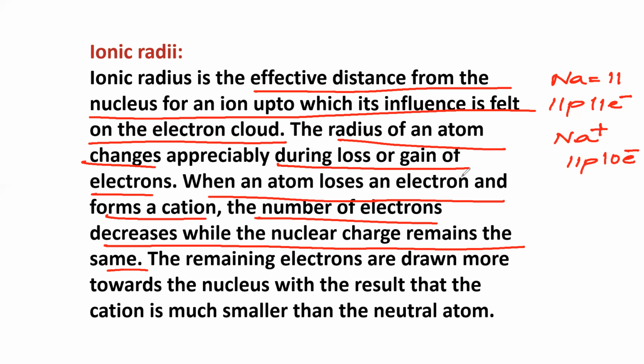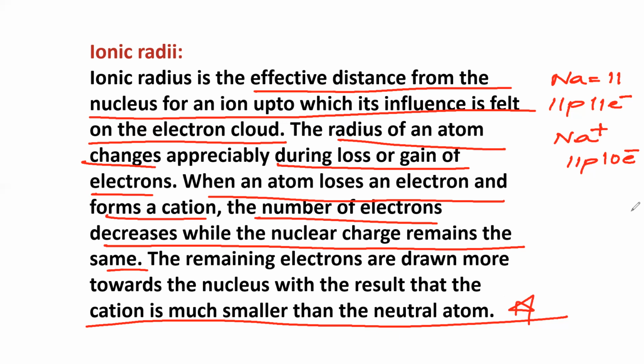That is the important point here. The remaining electrons are drawn more towards the nucleus, with the result that the cation is much smaller than the neutral atom. The last sentence is very important: always the cation is much smaller than the neutral atom. They will ask the trends of ionic radius or atomic radius, and they will give neutral atoms and ions also. So very, very important: cation is always smaller than the neutral atom.